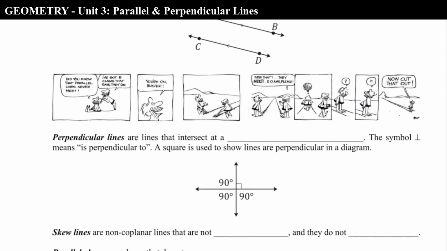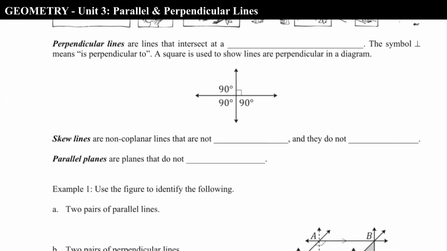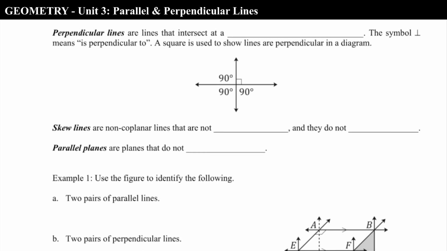So let's move on to perpendicular lines. Perpendicular lines are lines that intersect at a right angle, which means that where they intersect, it's going to form a 90-degree angle. The upside-down T symbol means is perpendicular to, so that's our shorthand for perpendicular. A square is used to show lines are perpendicular in a diagram. And we've seen this before. The square means that the lines are perpendicular. It also indicates a 90-degree angle. So it does both of those things for us.